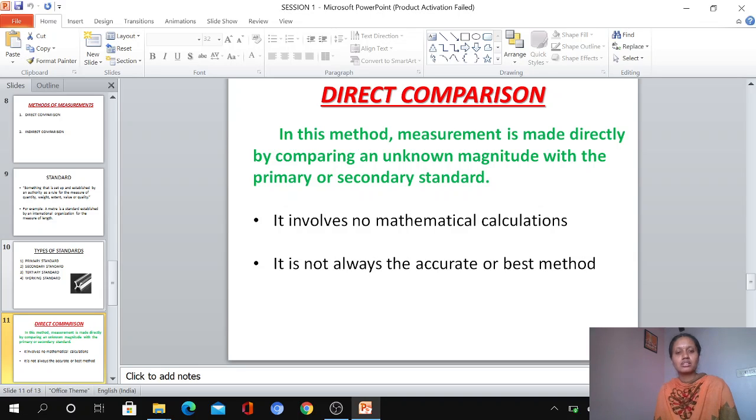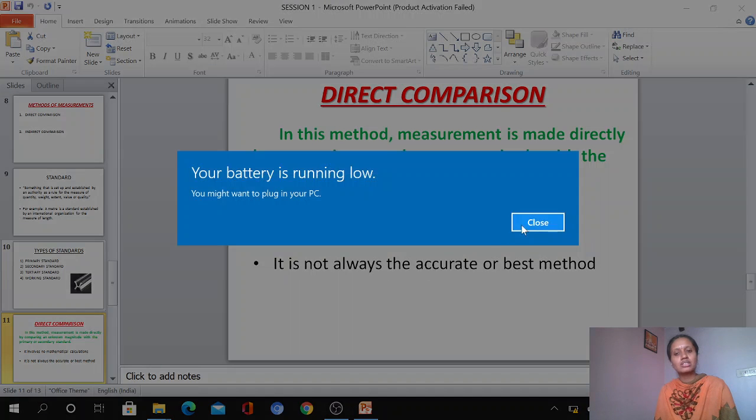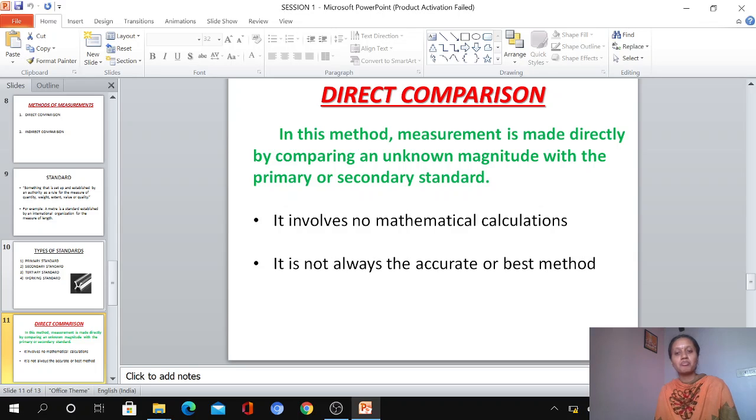Okay. So this direct comparison method involves no mathematical calculations. We just compare the unknown magnitude with the standard. So the next point is it is not always the accurate or best method. It is not always accurate because here the human sensing plays a vital role.